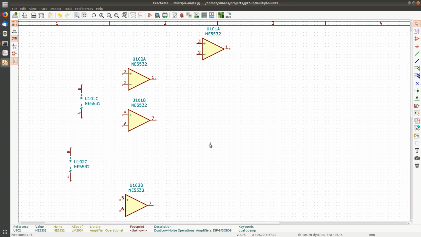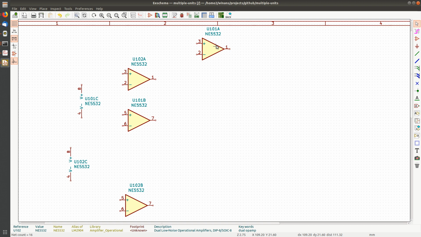These are all from the same symbol. So look, now I've got a 101A, and the 101B is no longer down here. It moved me up here. The 101C got moved up to here. So 102A is this guy here, right?